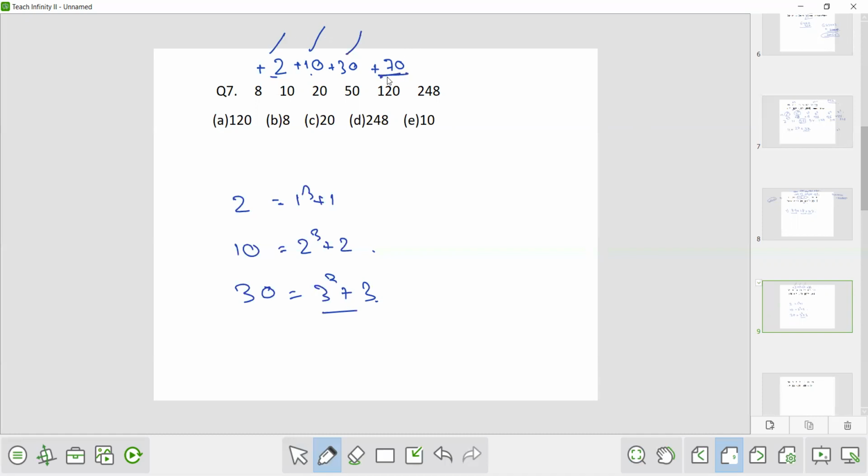That is, instead of 70, it will be plus 68. So 50 plus 68, this is 118, not 120. So 120 is your wrong number. So A is your option.